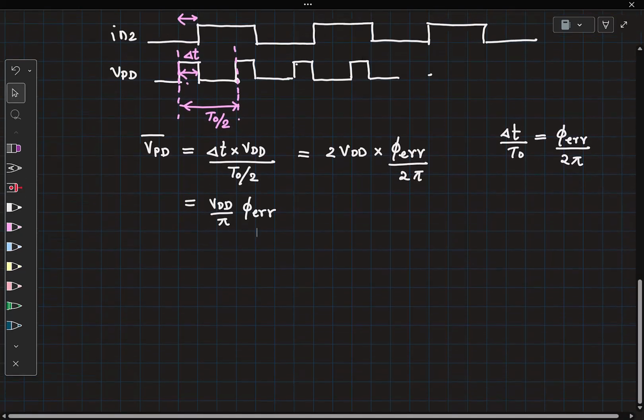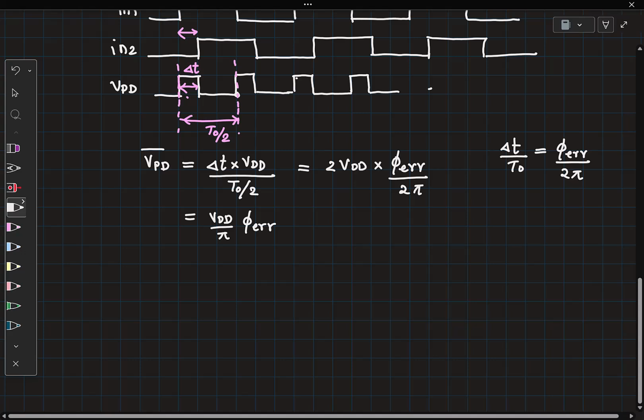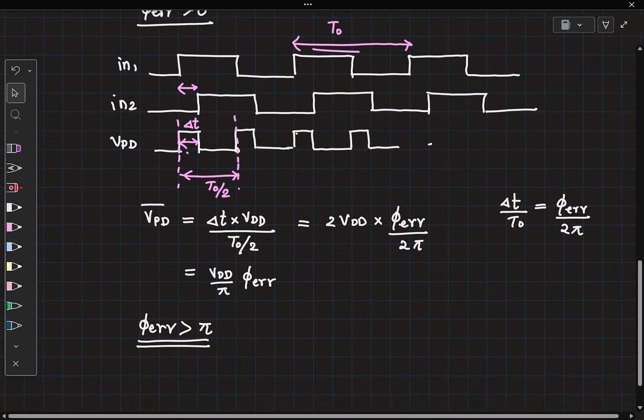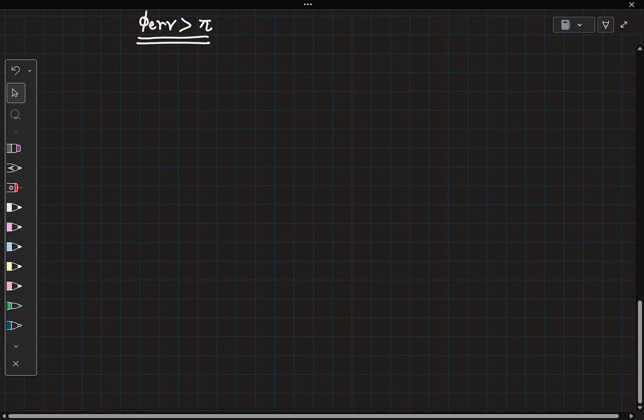So now let us sketch for a case where your phase error is a small value greater than pi. Phase error is greater than pi and just slightly greater than pi. And we'll sketch the in1 and in2 for this case, and we'll analyze how the VPD average is going to look like. Any questions so far? Okay.